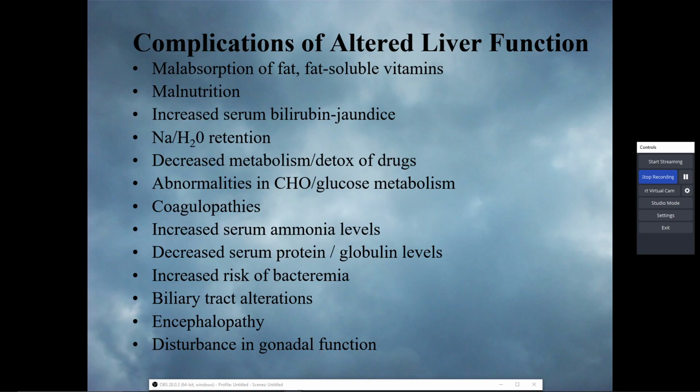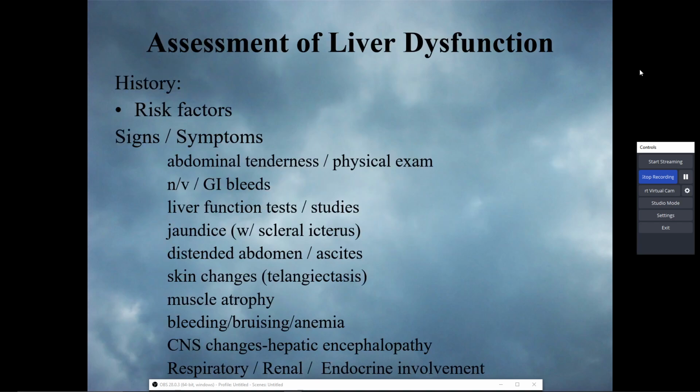The list keeps going. Okay, so your liver does so much more than I think we give it credit for, and this is a good illustration of that. Let's keep moving. So what are we going to do? Definitely look at your risk factors and your history, without a doubt in your mind. Okay, roll through the obvious here while you're doing your assessments, and we're targeting the liver.